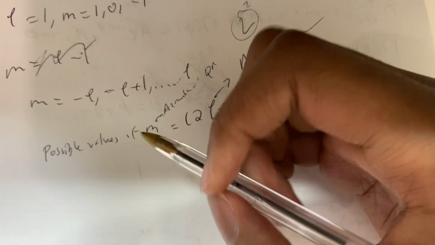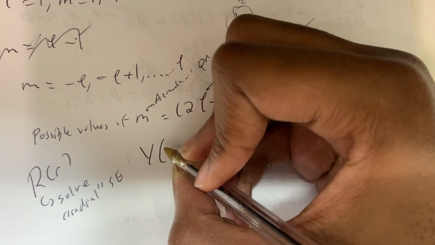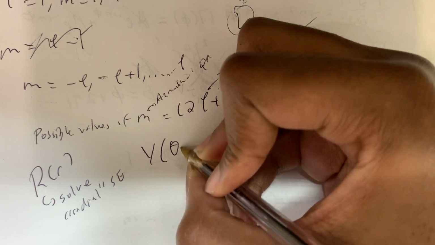So this should be a brief recap. We don't know what R is. To get R, we have to solve the radial Schrödinger equation. But we do know what Y of theta and phi is.